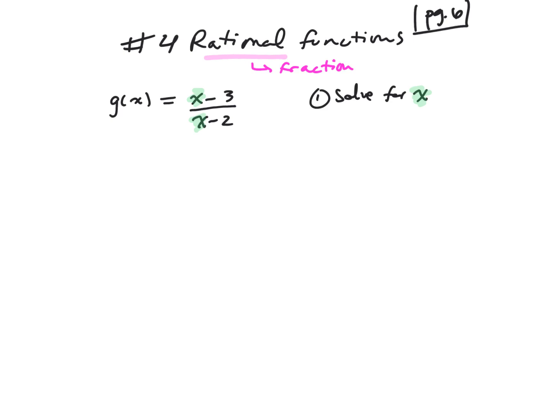Okay, so let's do blue. The first thing I'm going to do is get rid of my fraction. Let's call this part a. I want to do the inverse, but I want to get rid of the denominator, downstairs. So that is x minus 2.